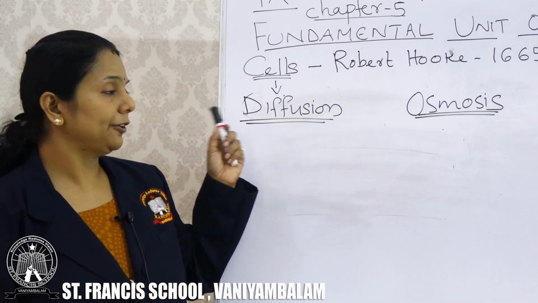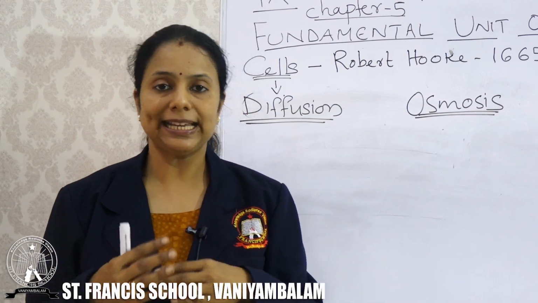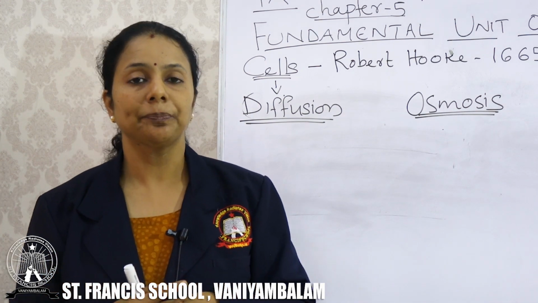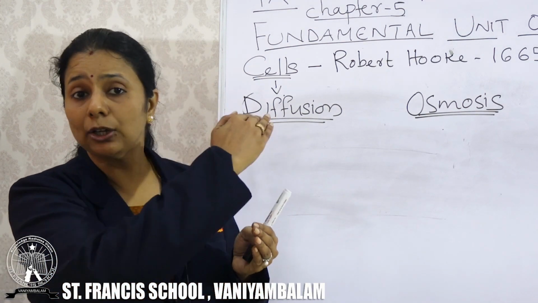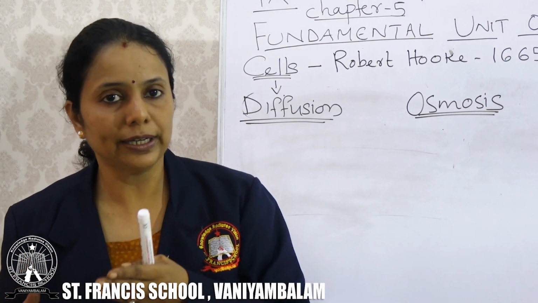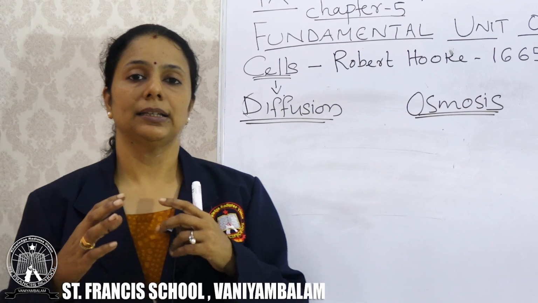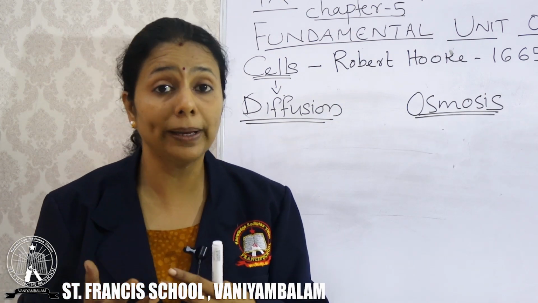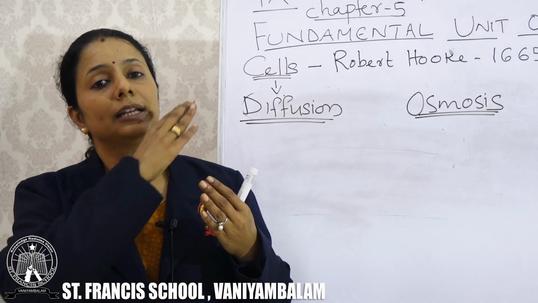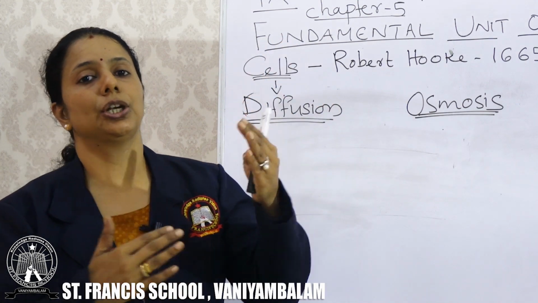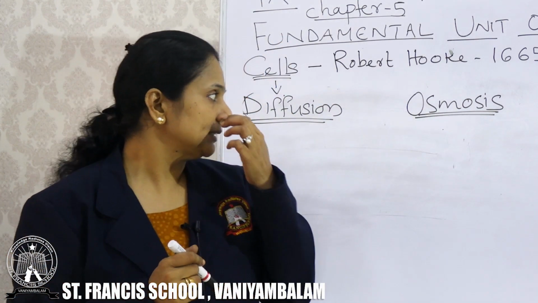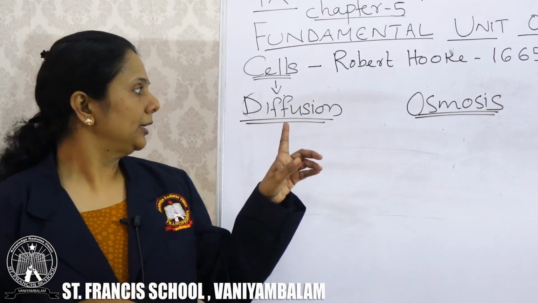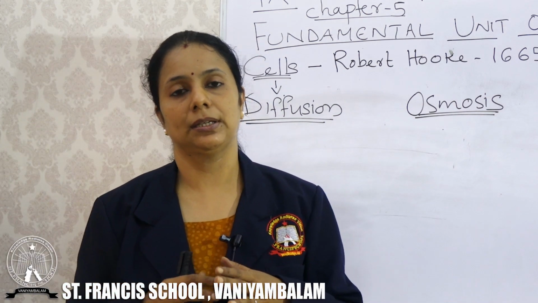So first we will see diffusion. I will tell you the definition. Diffusion is the spontaneous movement of a substance from a region of higher concentration to a region of lower concentration. So diffusion is happening inside the cell. That is why the substances are passing through the cell membrane.